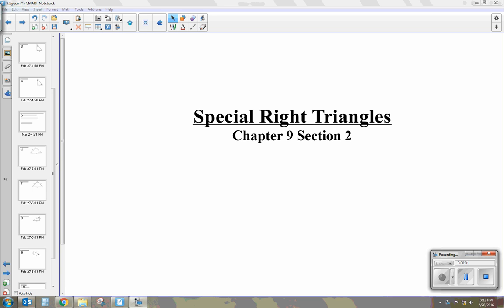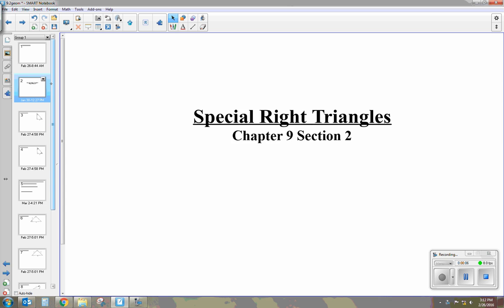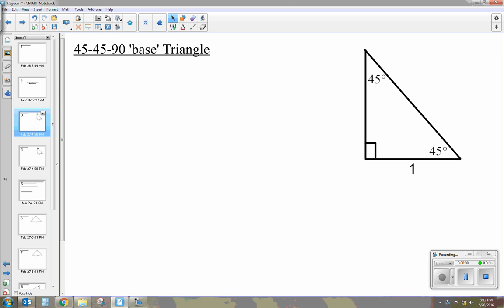Today I'm going to be talking about special right triangles. So we have two different types of special right triangles. We have a 45, 45, 90 and a 30, 60, 90. What we have here is our 45, 45, 90.